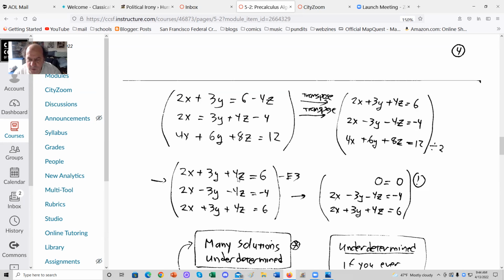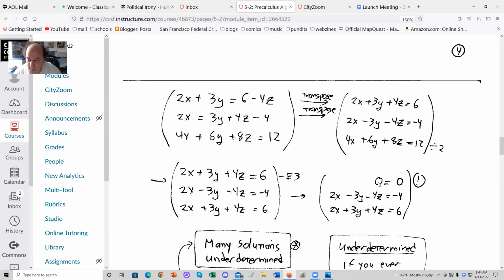2x plus 3y plus 4z equals 6. 2x minus 3y minus 4z equals -4. 2x plus 3y plus 4z equals 6. Uh-oh, the first and the third equations are the same equation. So if we combine by subtracting equation 3 from equation 1, you get 0 equals 0.